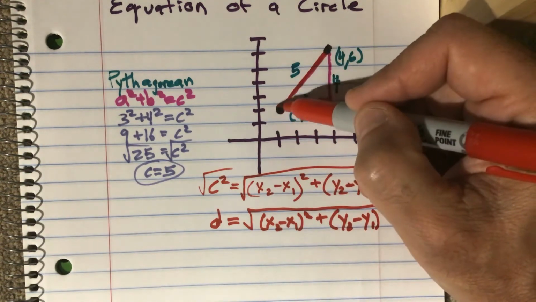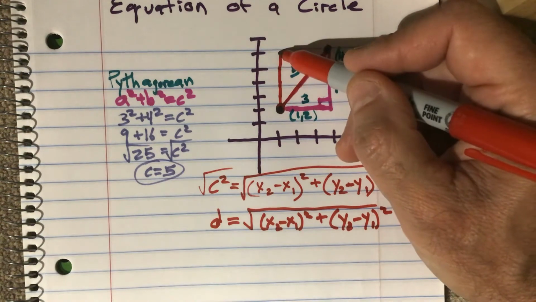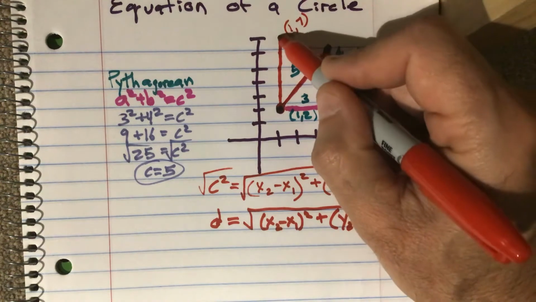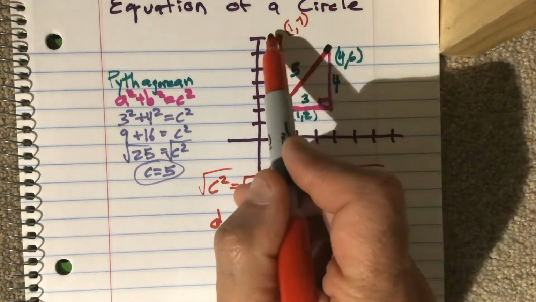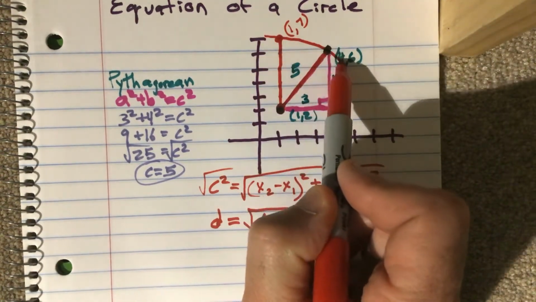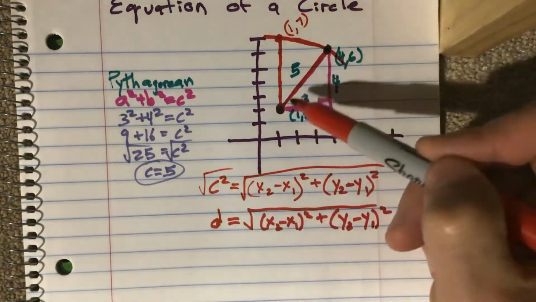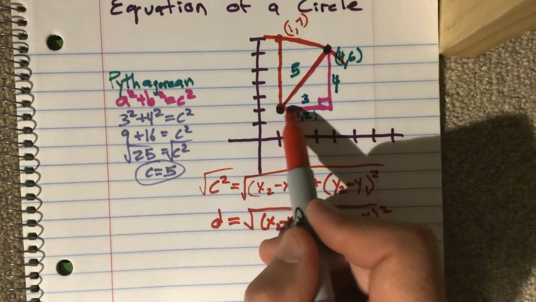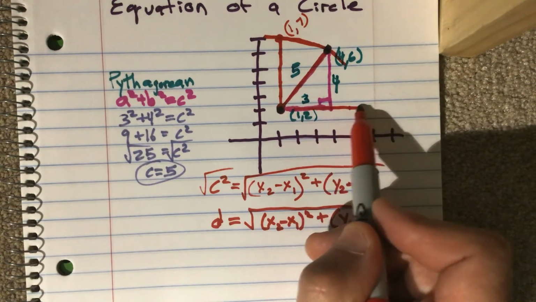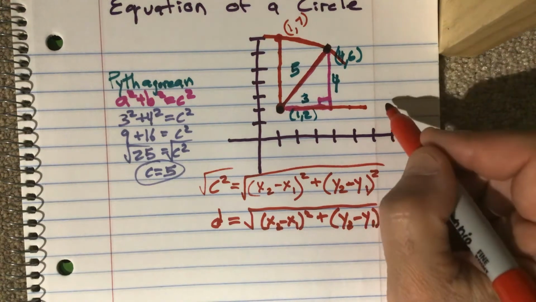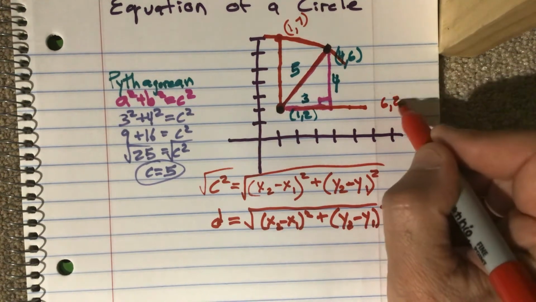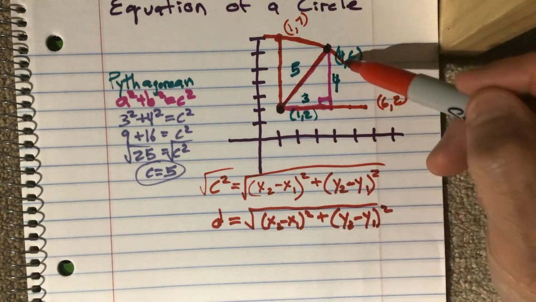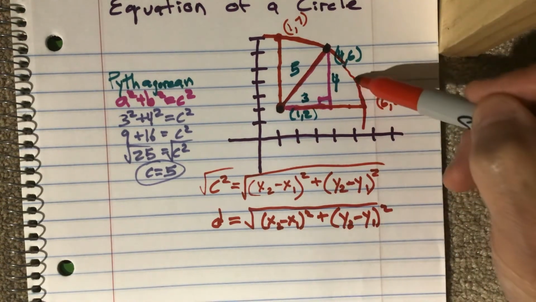So if I were to go straight up 1, 2, 3, 4, 5, I'd be at the point 1, 7. And that would be a point sitting on my circle that looks like this. And you can now see that that's a radius, and that's a radius. And if I were to do that this way too, 1, 2, 3, 4, 5, I'd be at the point 6, 2. Is that right? And that also would sit on my circle.